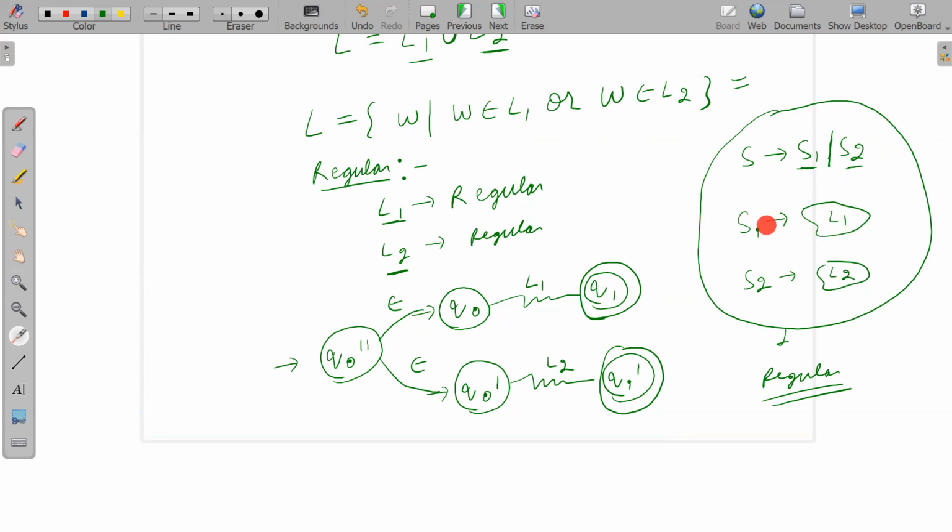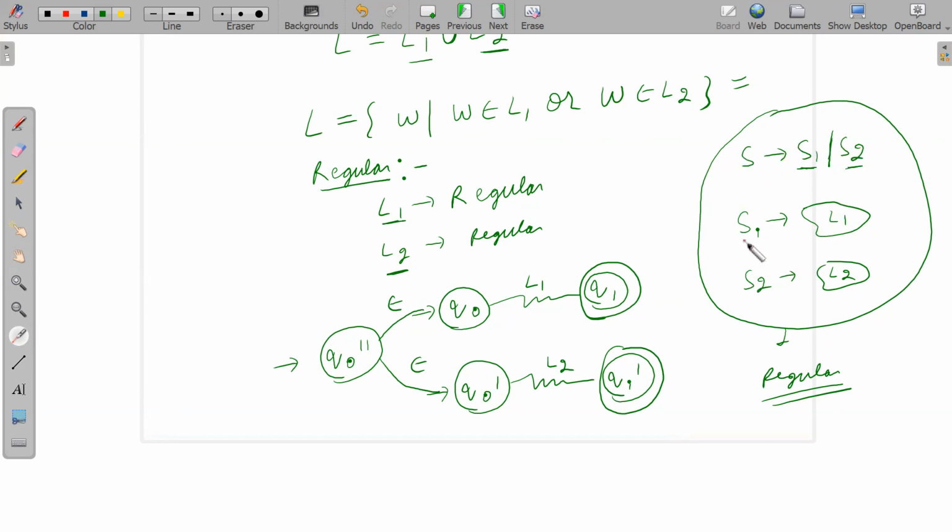If L1 and L2 are CFLs, then S1 is the start symbol for context-free grammar 1, and S2 is the start symbol for context-free grammar 2. You just apply S implies S1 or S2, and on the whole this grammar will be a context-free grammar, so CFLs are closed under union. You can use this proof for each and every type of language, because S implies S1 or S2 is a regular grammar type production. Since regular is the most restricted, it will obviously also be context-free, context-sensitive, and recursively enumerable type 0.